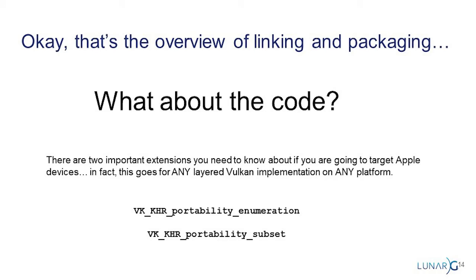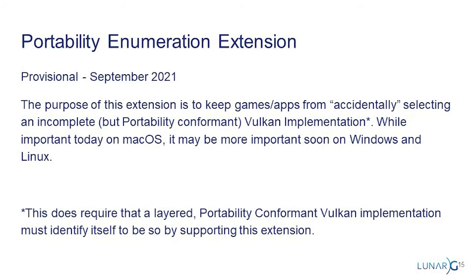There's two important extensions that you need to know about if you're going to target Apple. In fact, this goes for any layered Vulkan implementation on other platforms as well. It just happens to be that right now the Mac with the layered implementation is the largest layered implementation going on. And that's the portability enumeration extension and the portability subset. The enumeration extension is provisional, which is a nice way of saying this is subject to change, which means it will change before it ever gets finalized.